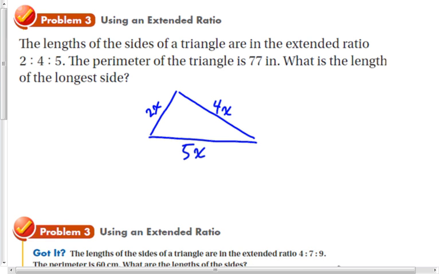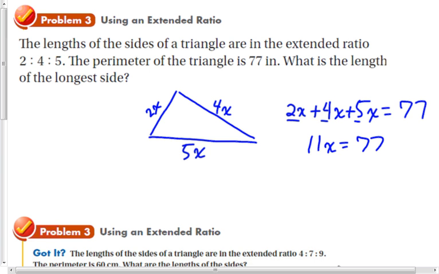And then the perimeter of the triangle is 77, and to get that, we're just going to add up the parts. And then I'll just simplify that. 2 plus 4 plus 5 is 11. Dividing both sides by 11, we get x equals 7. So the longest side is 5 of those parts, so 5 times 7 is 35. All right, you try that.